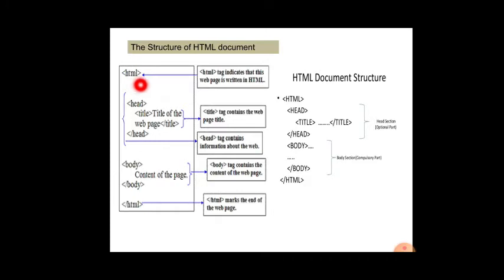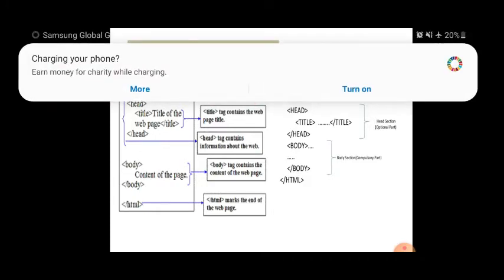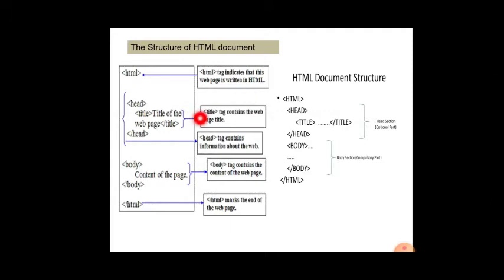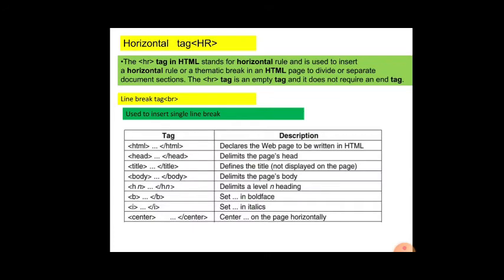So here, this HTML tag indicates this web page is written in HTML. Next, head is the title of the web page. The title tag contains the web page title. The head tag contains information about the web page. The body tag contains the content of the web page, and the closing HTML tag marks the end of the web page. So this is the basic structure of the HTML document.